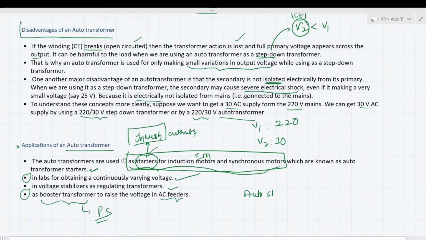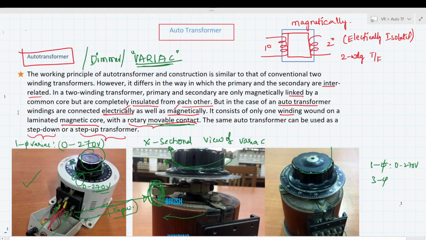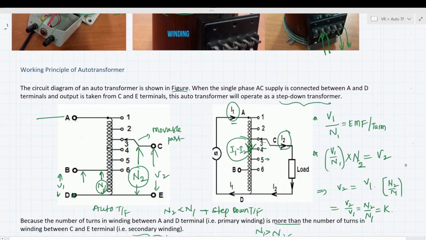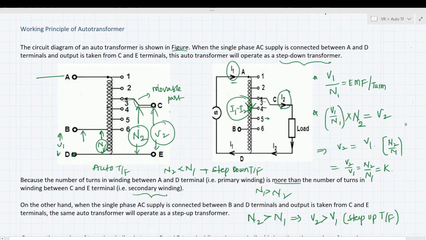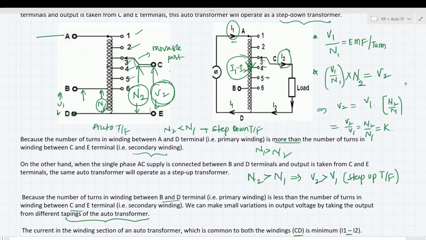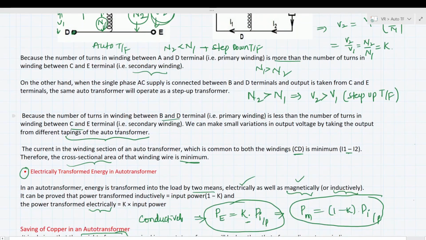So this is about the auto transformer. Mainly, we have only one winding, and there is a tapping on the winding. The tapping gives us the secondary voltage. This tapping is movable and can be moved using the brush, from position 1, 2, 3, 4, 5, 6. Based on the tapping brush position, we get the output voltage V2. Based on the N1 and N2 turns, we get a step down or step up transformer.